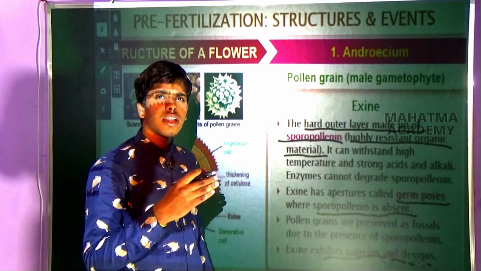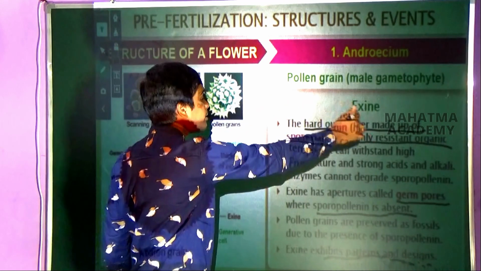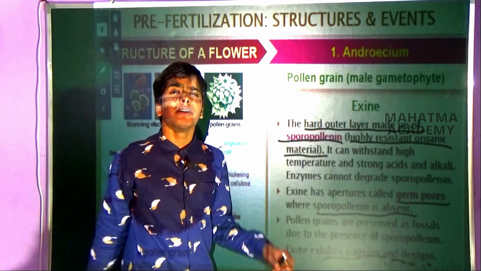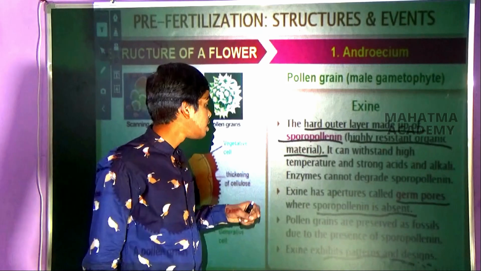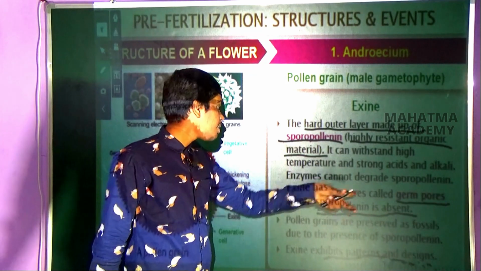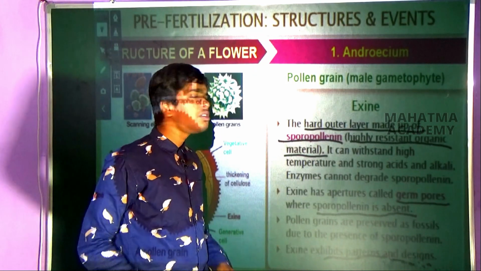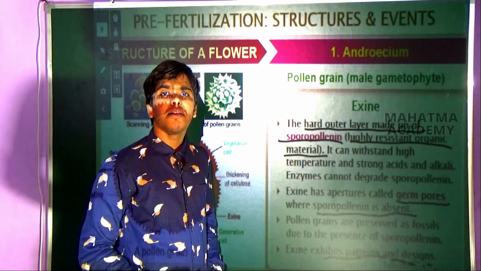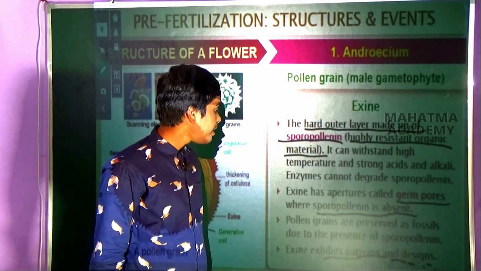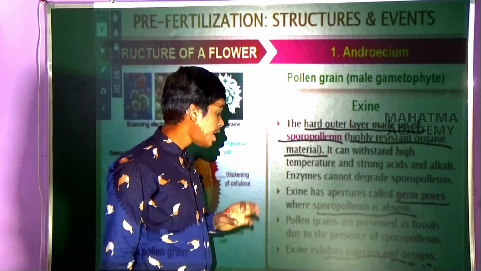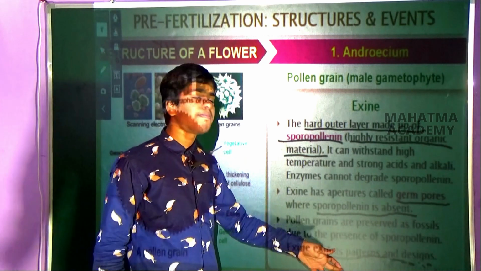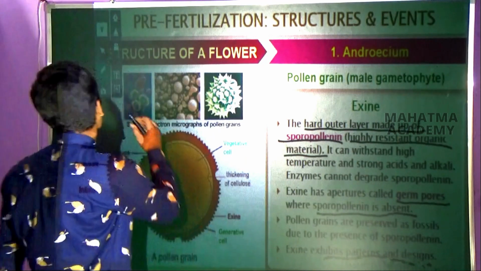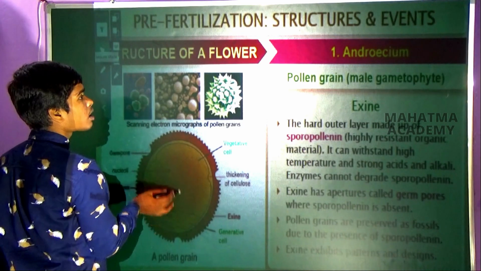and exine has germ pores through which the pollen tube will arise, and the sporopollenin is absent there. So due to the presence of sporopollenin, it can be preserved for many years as fossils. Now exine exhibits patterns and designs. Now let's go to the next page.